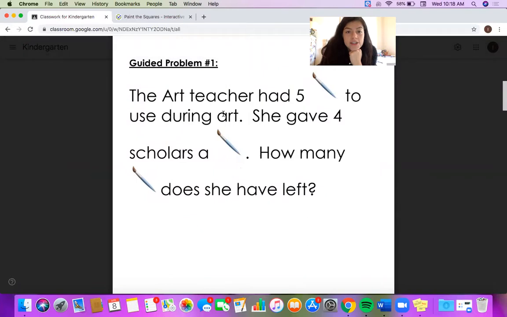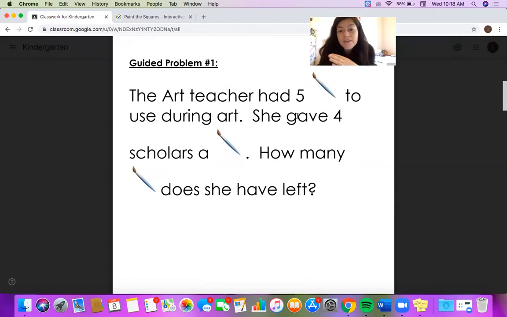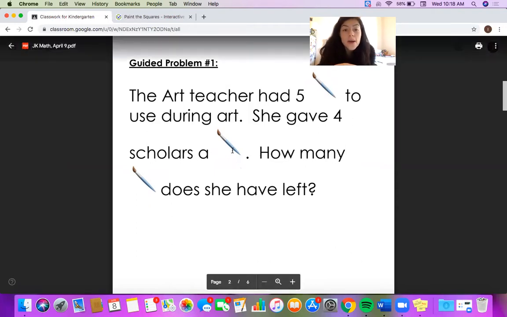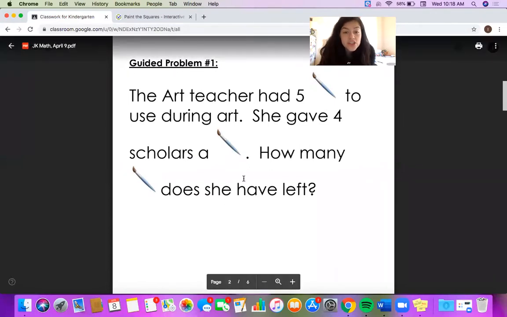The art teacher had 5 paintbrushes to use during art. She gave 4 scholars a paintbrush. How many paintbrushes does she have left? All right. Now, if you remember from yesterday, one thing that's super important when you're solving word problems is circling your numbers. That way you don't forget the important information. So let's read it again, but this time we're going to circle our numbers.